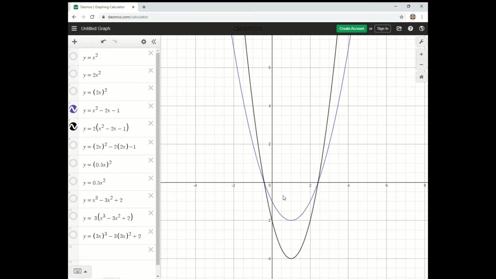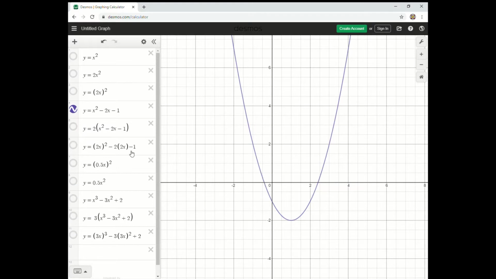So the invariant points are the points at which it cuts the x-axis. Those are points which don't move. But all we've done is we've grabbed it and we've stretched it. So this distance was 1. It's now, this distance from the axis to the minimum point here was 2. It's now 4, and so on.